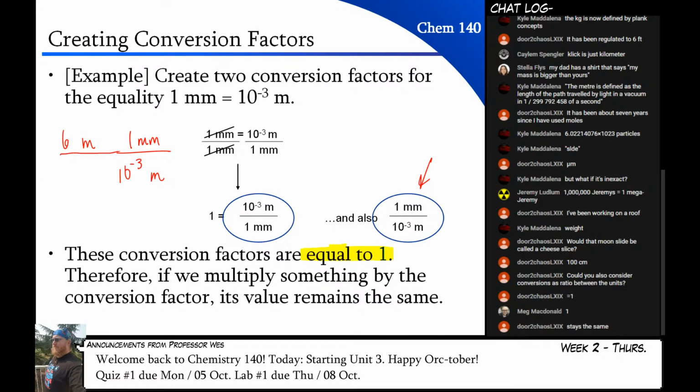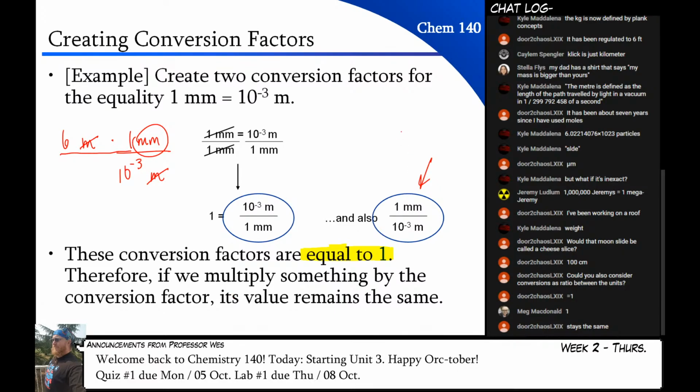Because this is just the commutative property of multiplication. And now that it's all part of one big fraction, I can do this. Whoop, whoop. And now, when I do the calculation, I have an answer that's in millimeters. So this is the premise behind dimensional analysis.